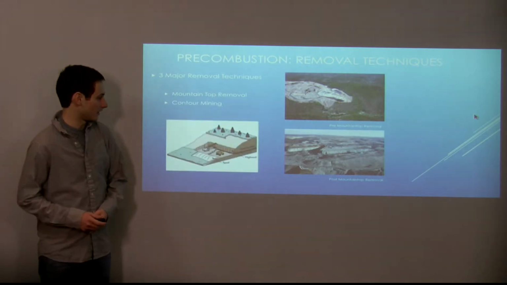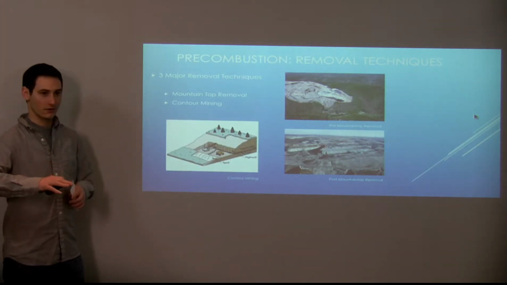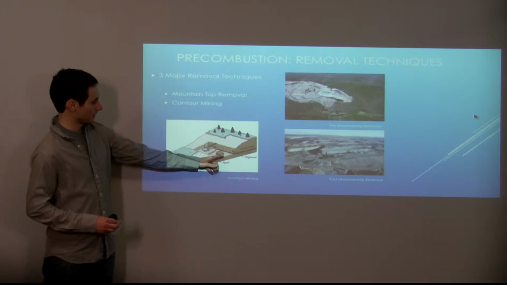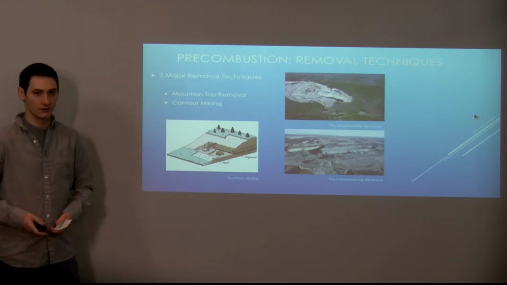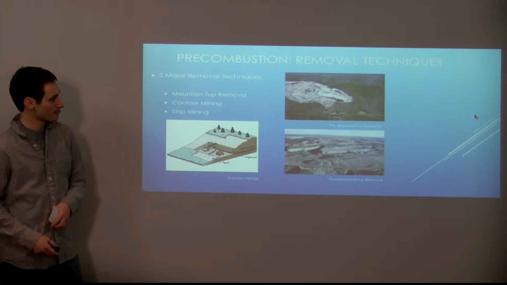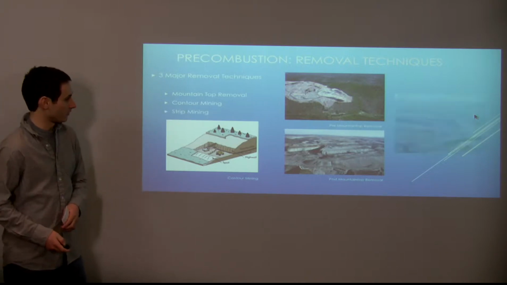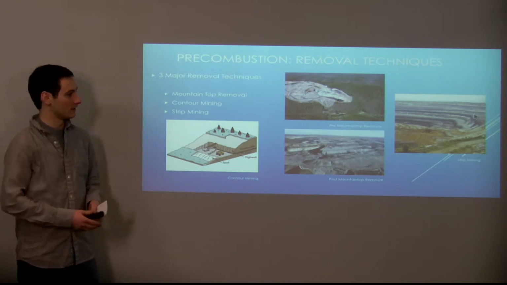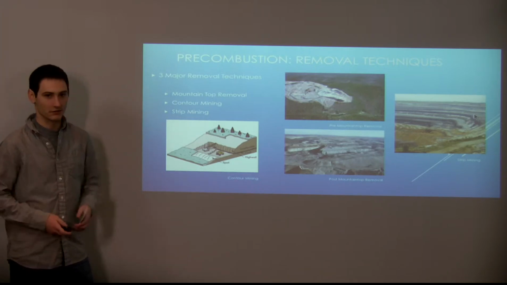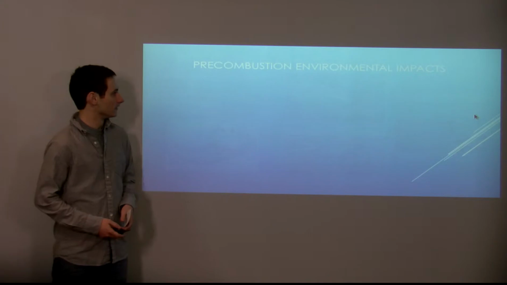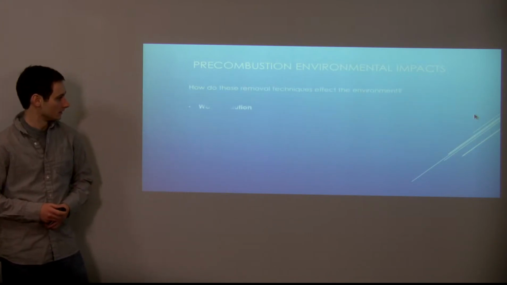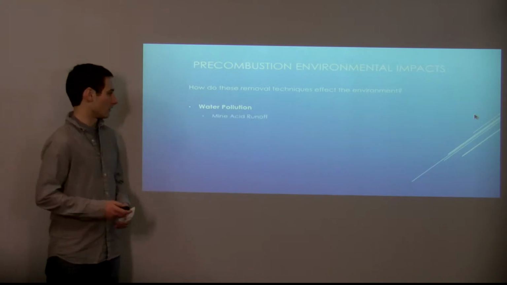There's contour mining, which is where they find the coal within a mountain and then they drill at a certain point within the mountain. That way they don't have to drill throughout the entire mountain. And then the final one is strip mining, and strip mining is basically going layer by layer until they've extracted all of the coal. And then the environmental impacts of these are, we have water pollution.